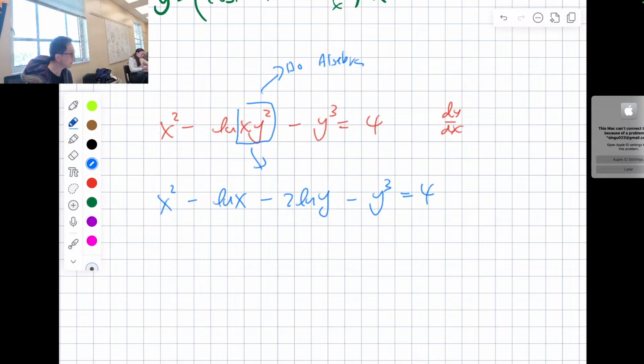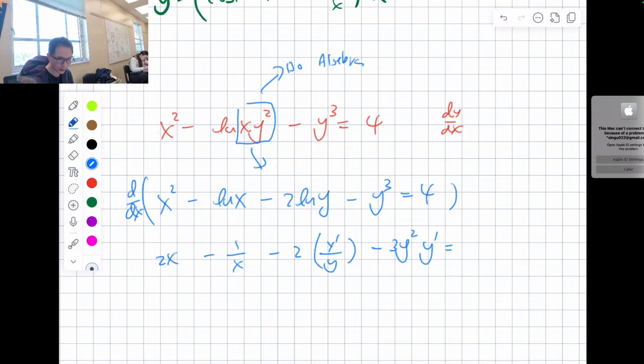Is that okay? So now I'm going to take a derivative with respect to x. That's going to be 2x minus 1 over x minus 2. What's the derivative of ln of y? y prime over y. Don't forget. Minus 3y squared y prime is equal to 0.